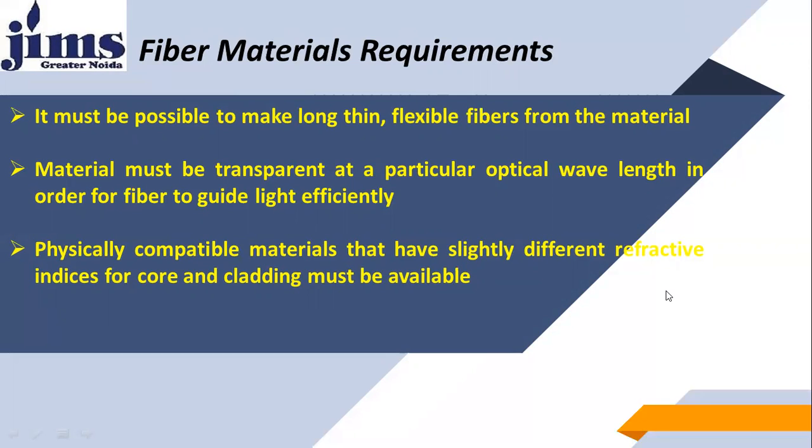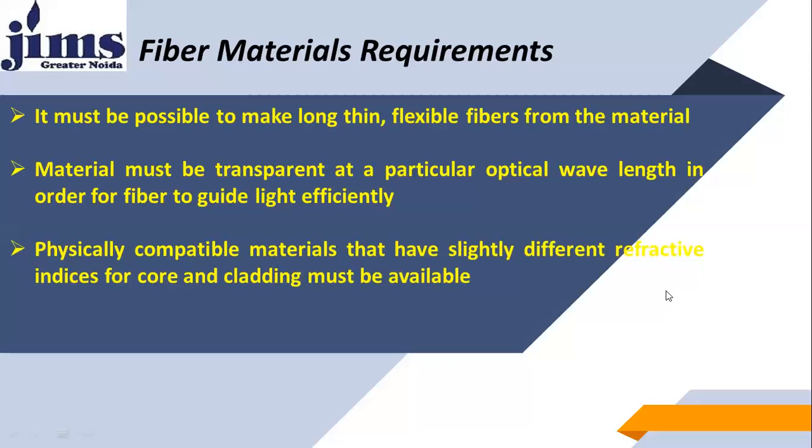Second point is the material must be transparent at a particular optical wavelength in order for the fiber to guide light efficiently. Third point is physically compatible materials that have slightly different refractive indices for core and cladding must be available. As you know, in an optical fiber there are three regions: core region, cladding region, and outer protection. But the two important regions are core and cladding. Core is the middle region, and cladding surrounds it.